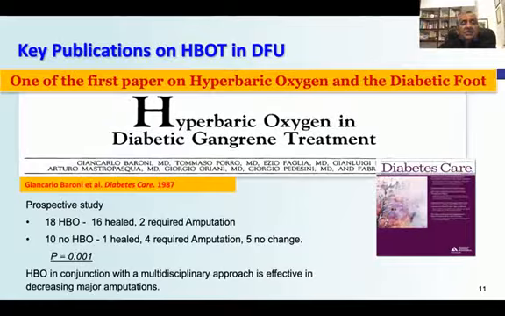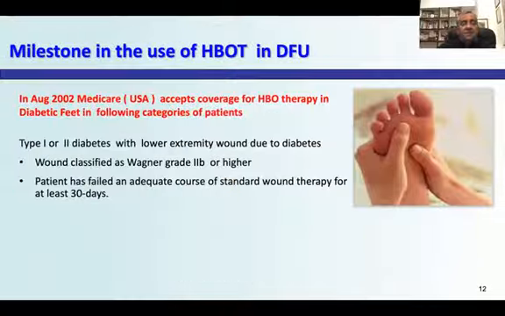Some of the key publications in diabetic foot ulcers: the landmark paper was published in Diabetes Care in 1987, where the authors defined the fact that hyperbaric oxygen in conjunction with a multidisciplinary approach is effective in decreasing major amputations.